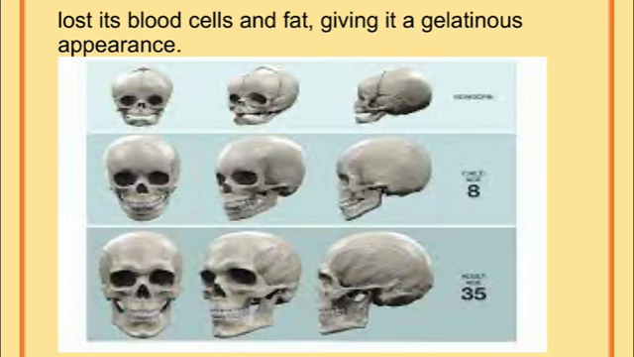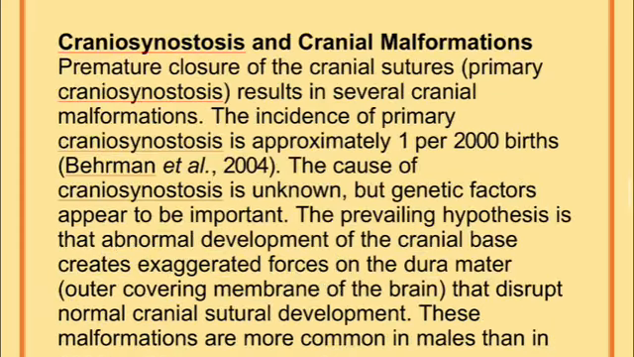You can see the cranium of a neonate, of a child, of an 8-year-old, and then of course that of a 35-year-old. What about craniosynostosis and cranial malformations? You could have premature closure of the cranial sutures, that's primary craniosynostosis, and this results in several cranial malformations. Primary craniosynostosis is found in 1 per 2,000 births.